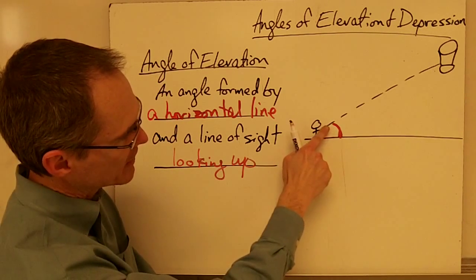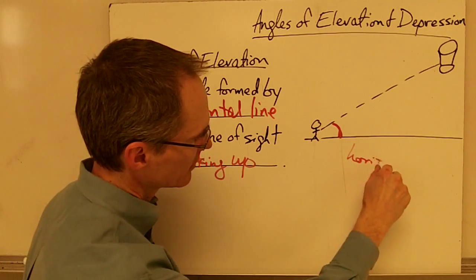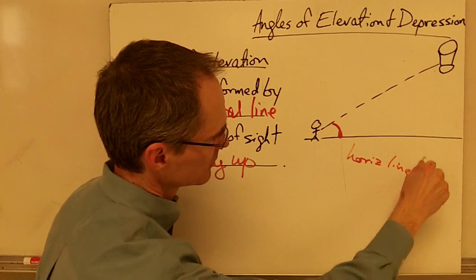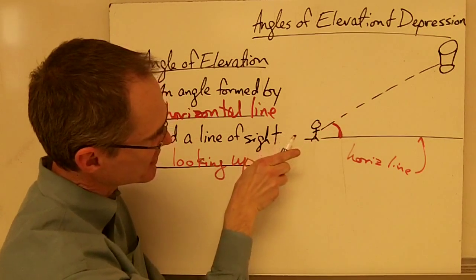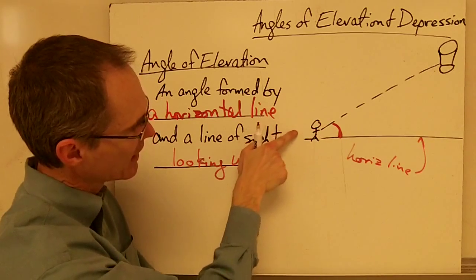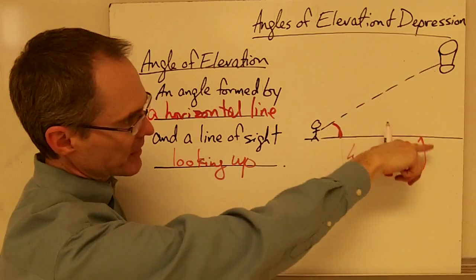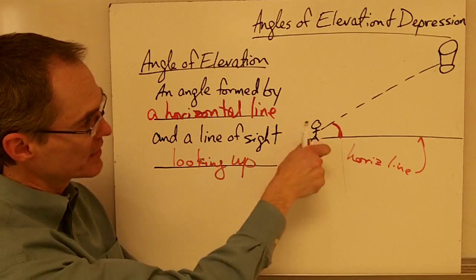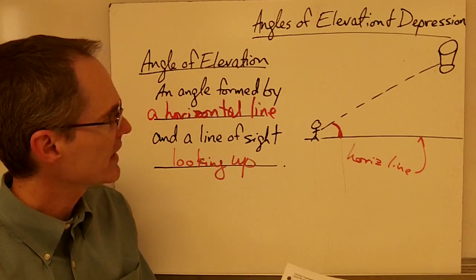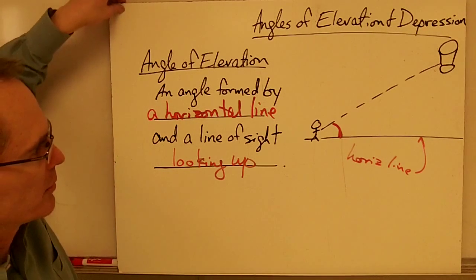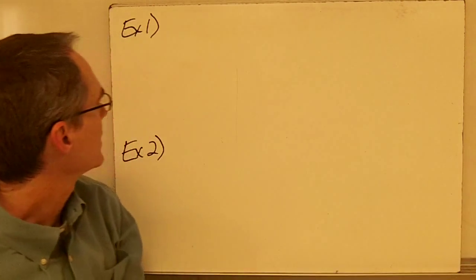And you can see this angle is formed by two lines. One is this horizontal line right here. And the other line is this line of sight. And notice this is a line of sight looking up. I've got a person standing here on the ground and the person is looking up at something up above the ground. All right, so this is my angle of elevation. All right, so let's take a look at a couple of example problems involving angles of elevation.